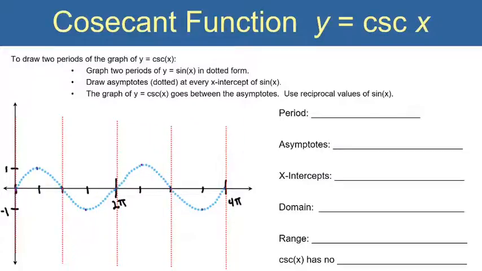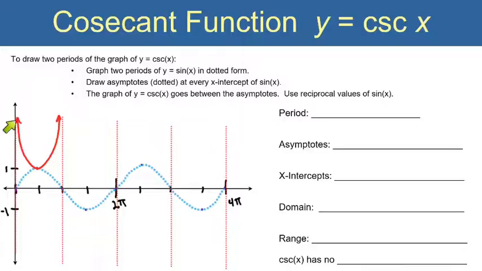Now, to actually draw the cosecant graph itself, remember that the reciprocal of 1 is 1, and the reciprocal of a small positive number is going to be a large positive number. The smaller this number gets, the larger the reciprocal gets. And the same thing here. The reciprocal of a small positive number is going to be a large positive number. And so for this little section of the sine function, the reciprocal cosecant function will look like this.